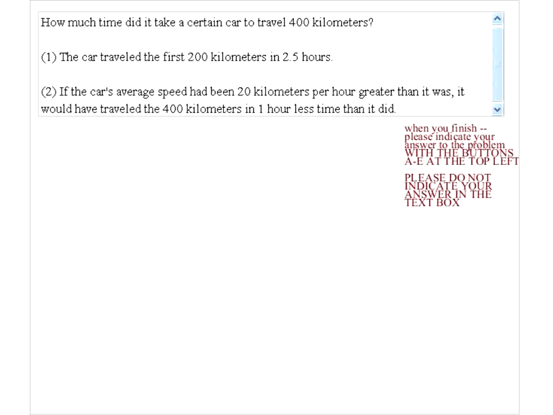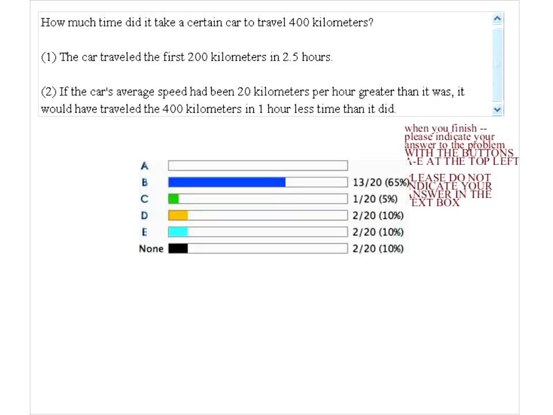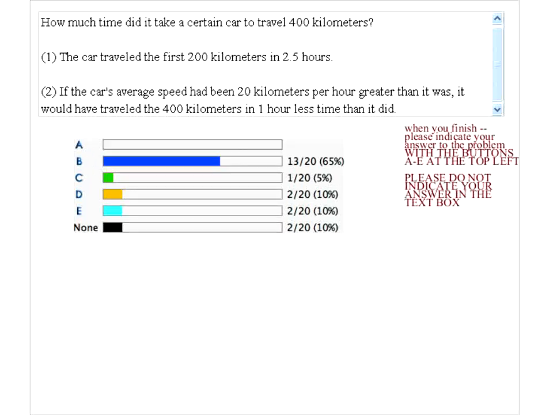Here are your polling responses. There they are. Sorry, I didn't mean to do it that way. Okay, here are your polling responses right here. Most of you got this correct. So let's look.